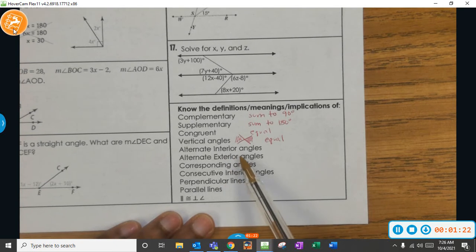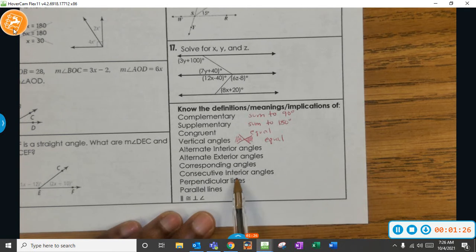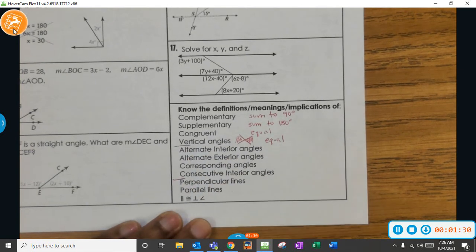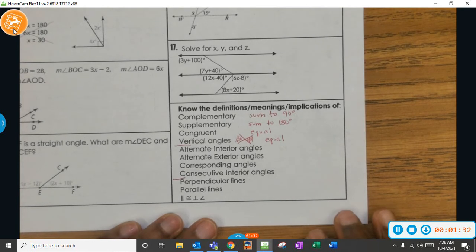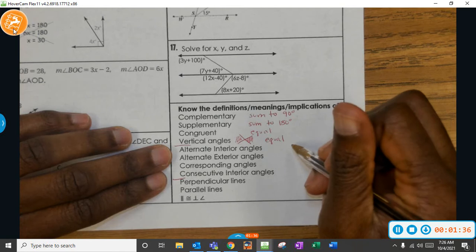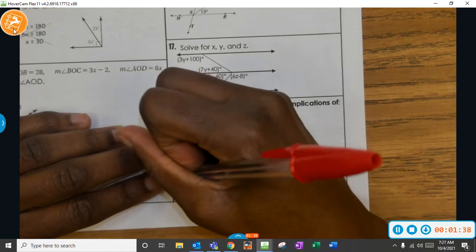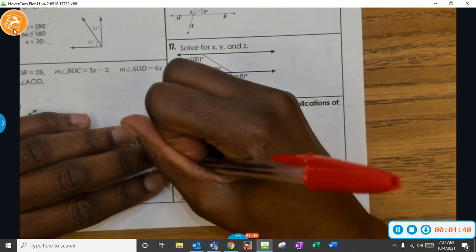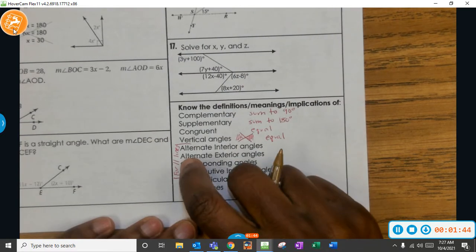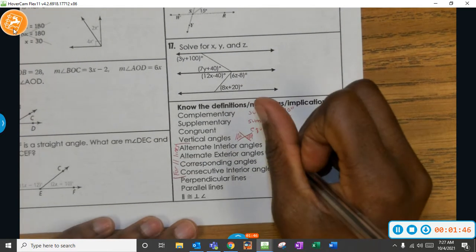And then the next four, there really are five. We didn't put consecutive exterior on there, but there really are five. When lines are parallel, only when lines are parallel, these angle relationships are either congruent or supplementary. For parallel lines, I'll put this little symbol on the side. That's the symbol for parallel. Only when the lines are parallel, these are equal.